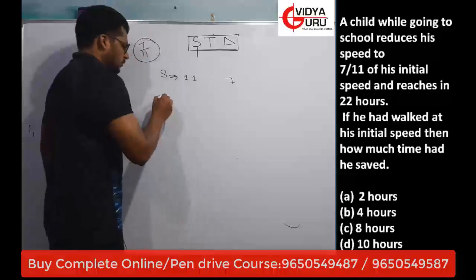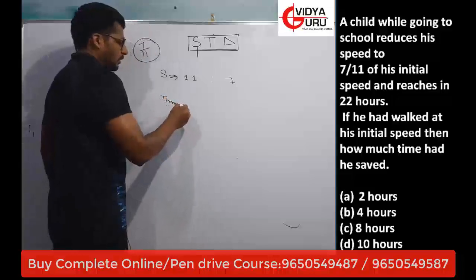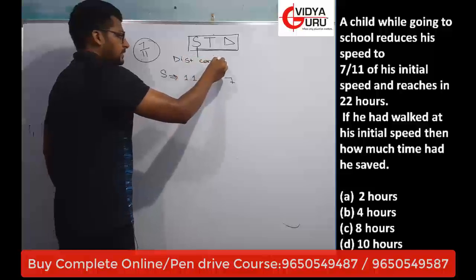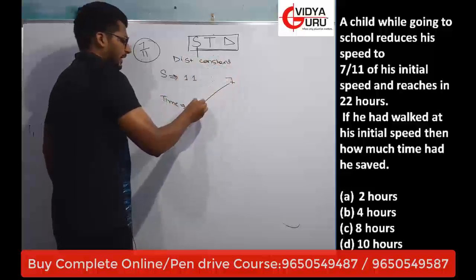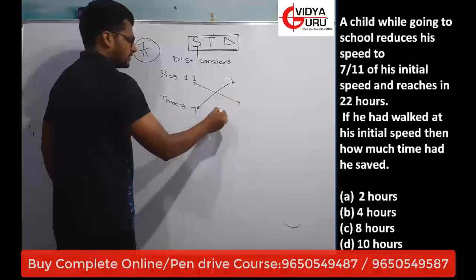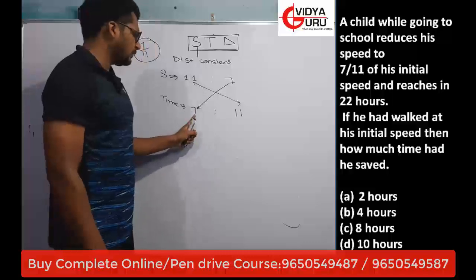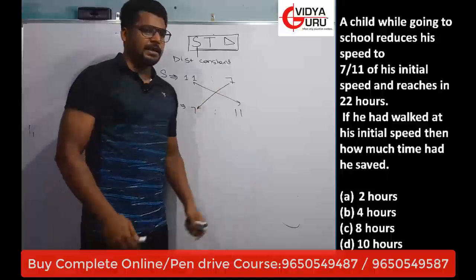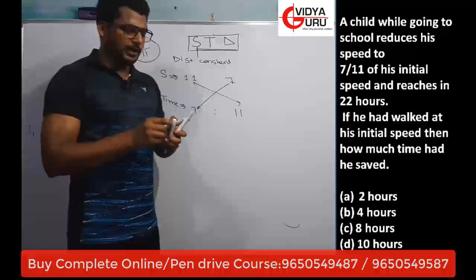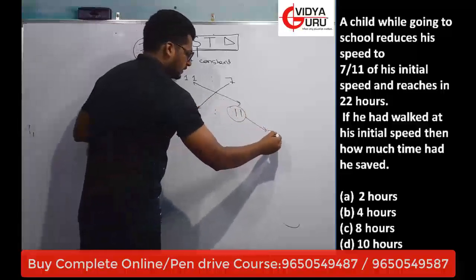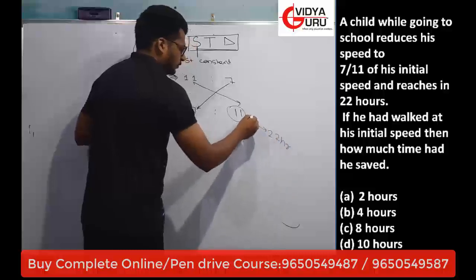So what will be the ratio of time? When distance is constant, ratio of time is reverse of ratio of speed. That means earlier he was taking 7 time, now he is taking 11 time. Question is saying he now takes 22 hours. That means value of 11 now is 22 hours, so 2 times.